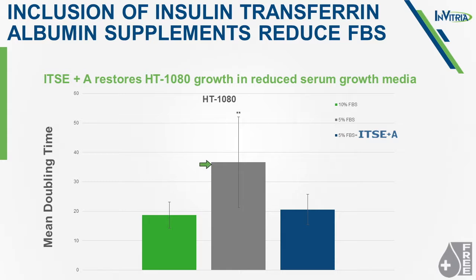If you reduce serum by half into a 5% inclusion rate, you actually see a pretty significant increase in the doubling time of these cells. But with the inclusion of 5 mL per liter ITSE A, you're able to restore the doubling time back to be equivalent with 10% FBS. The other thing to mention here is that morphology as well as other characteristics that you would expect of a tumor cell line were not at all altered by the inclusion of 5 mL per liter ITSE A.